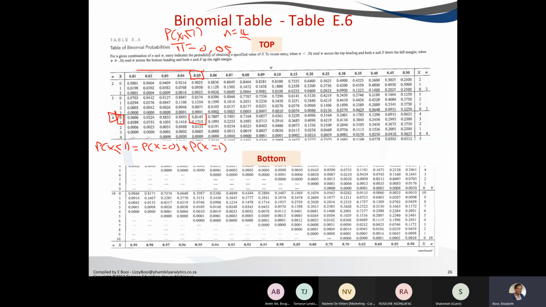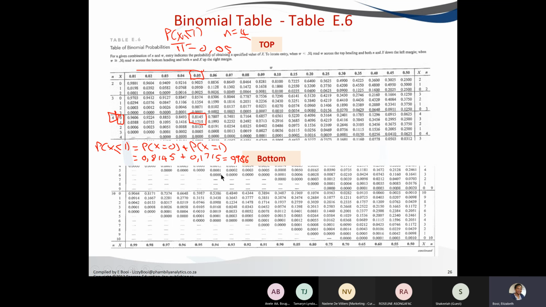So if I look at it, it will be those two values. Therefore, it will be 0.8145 plus 0.1715. And that's how you will find the probability of a binomial distribution. So it will be 0.8145 plus 0.1715 equals 0.986. And that's how you will go and find the probability.